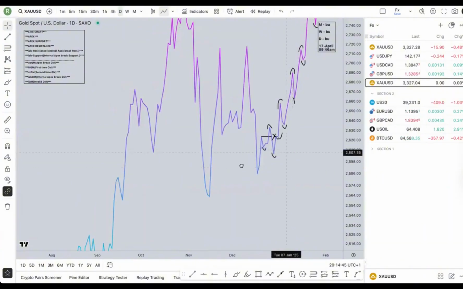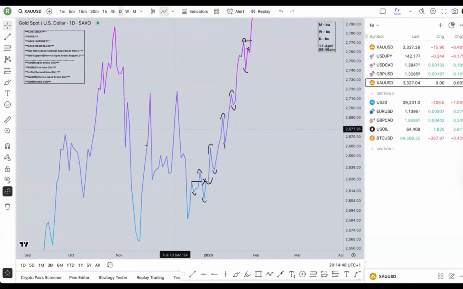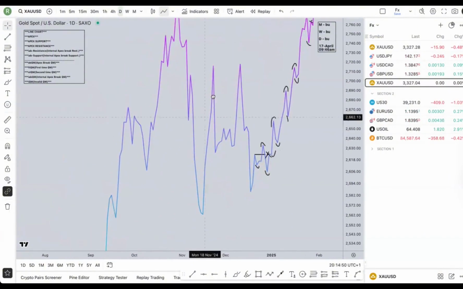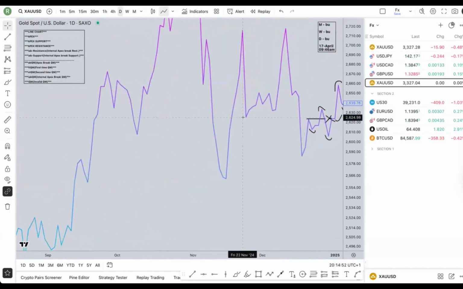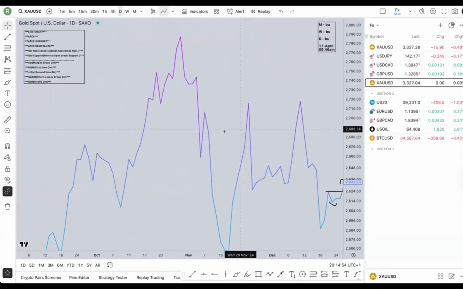Now, that is why we only look for this on a higher time frame. When you're looking at this on a weekly, monthly, and daily time frame, you see that there is no noise, not too much structure. You just see the line chart to be very clean. That's why we focus on higher time frame.